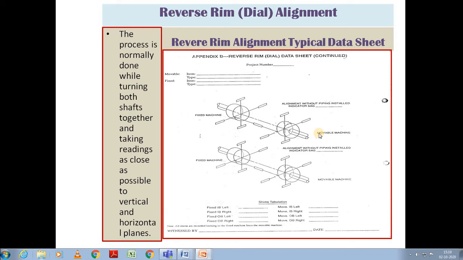There is another alignment method which is very popular among millwrights or technicians. It is called the reverse rim alignment method. In this method, we are measuring the reading only on the coupling rim, that means radial readings, very close to the vertical and horizontal axis.